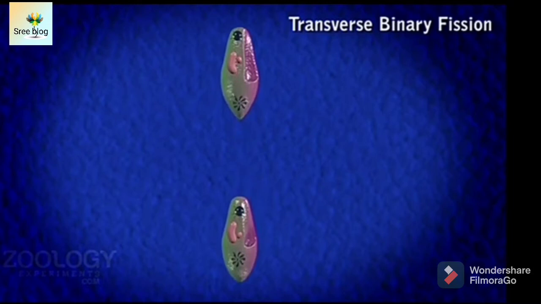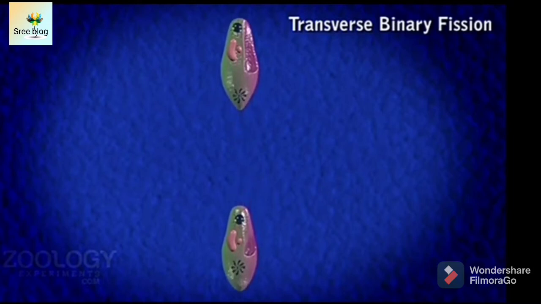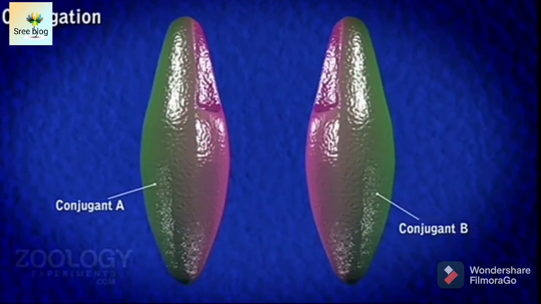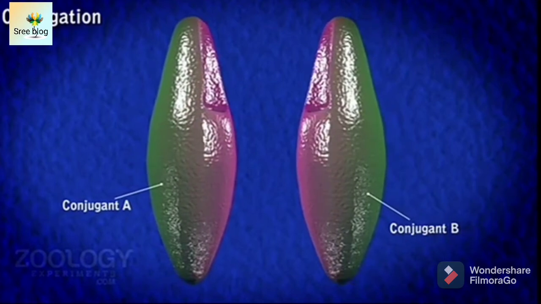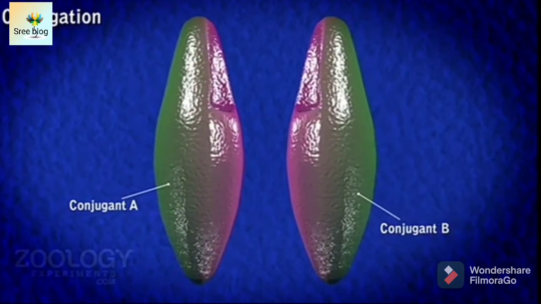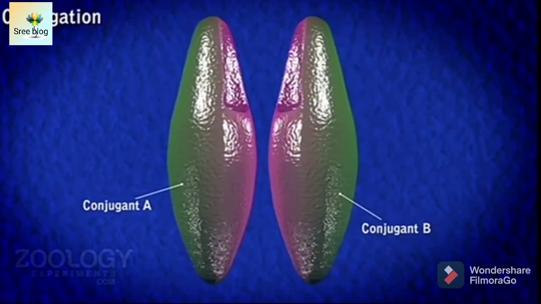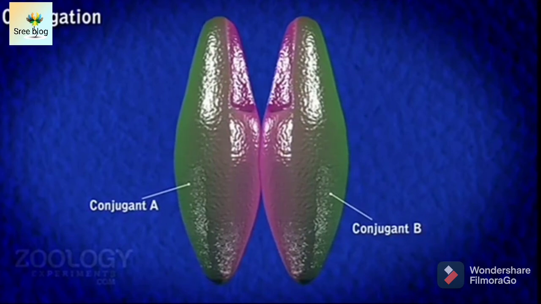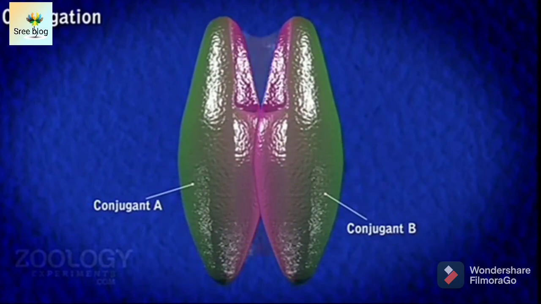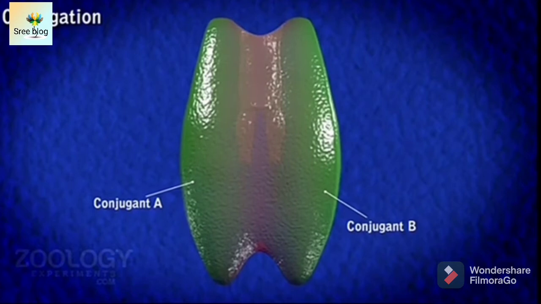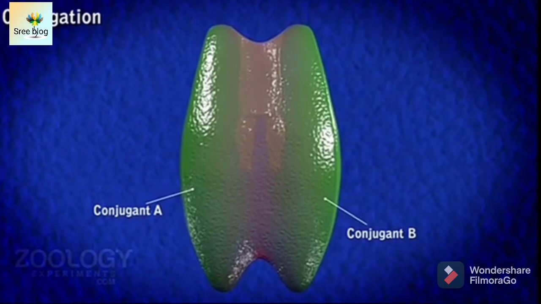Next, sexual reproduction in Paramecium. During unfavorable conditions, two Paramecia come in contact and exchange certain materials of their bodies and produce forms that are more tolerant. This process is called the conjugation process.